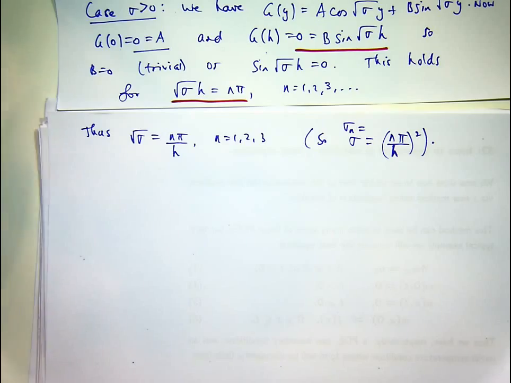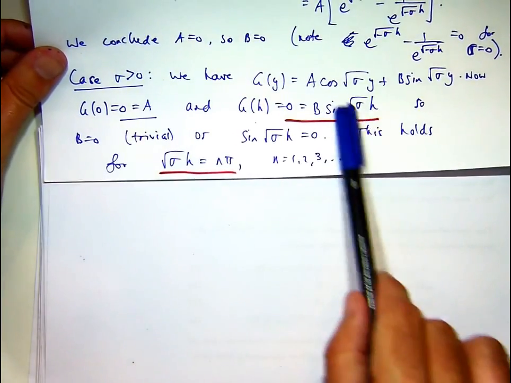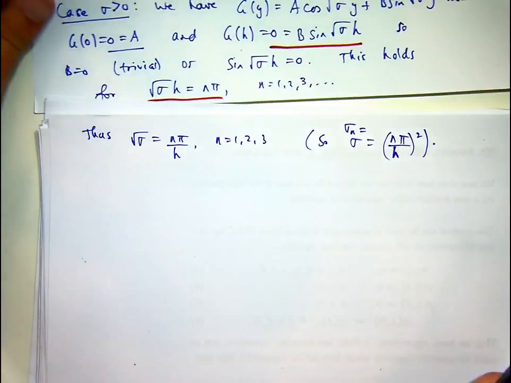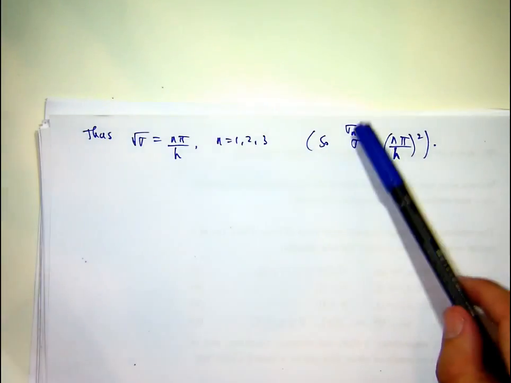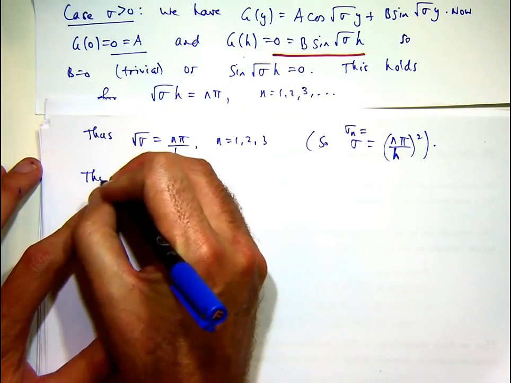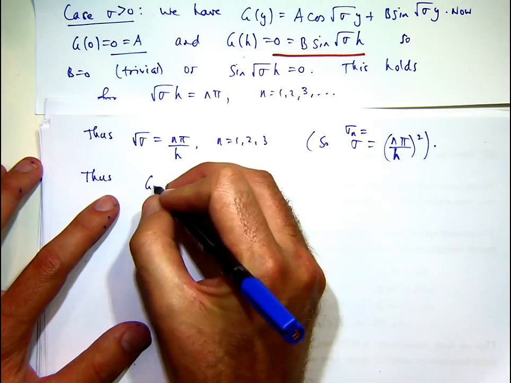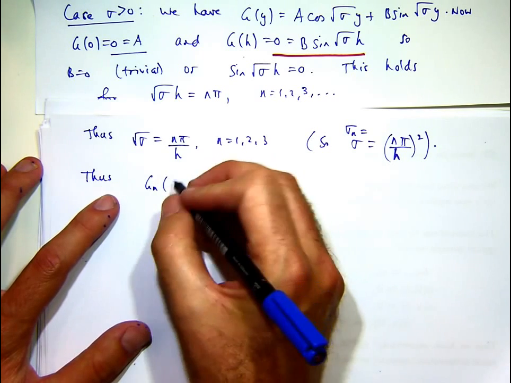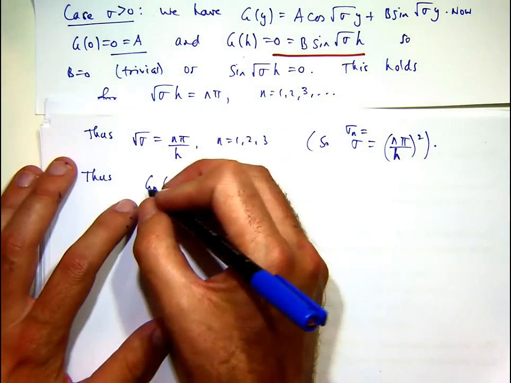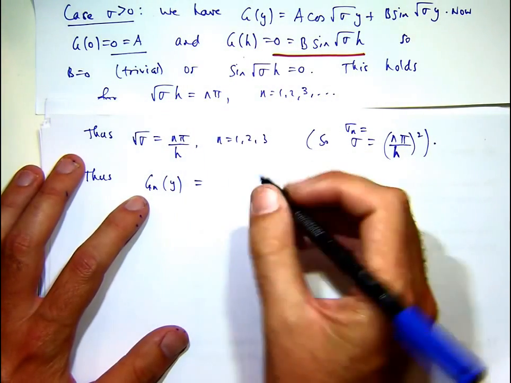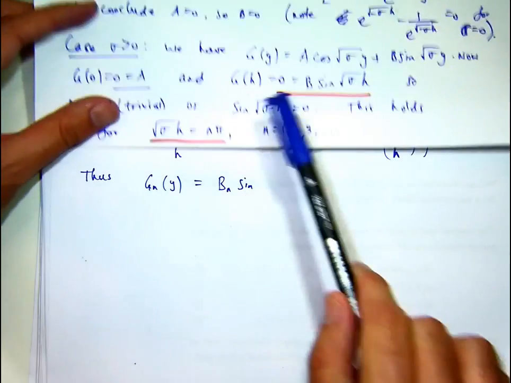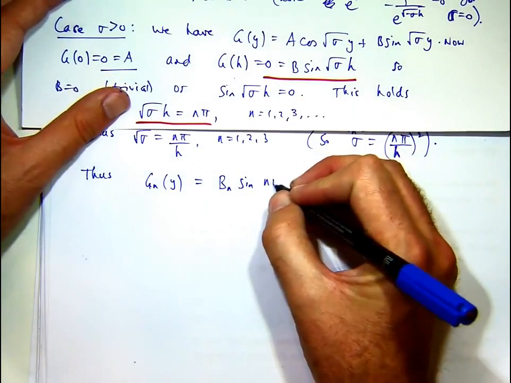Okay, so let's replace root sigma with this in our function. Because we have a sequence of values there, sigma sub n if you like, we actually have a sequence of g's. So the little subscript n is going to denote each function, or each solution, to the problem that we've been considering. So I'm going to go up here and replace root sigma with n pi on h.